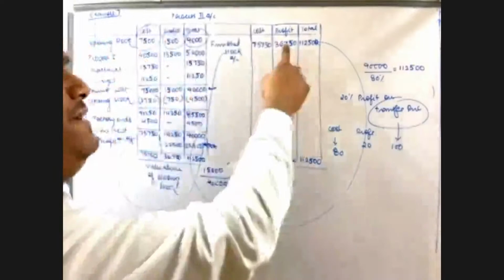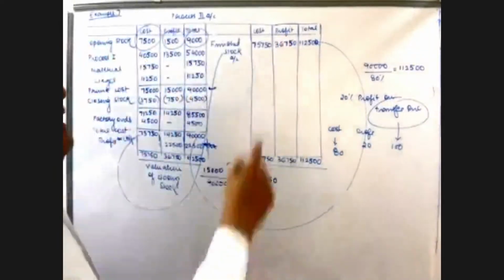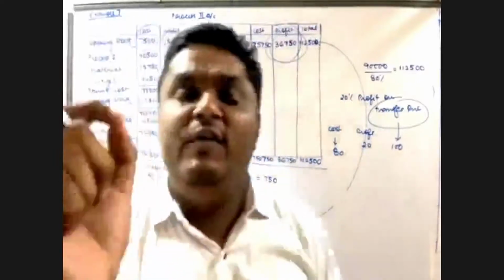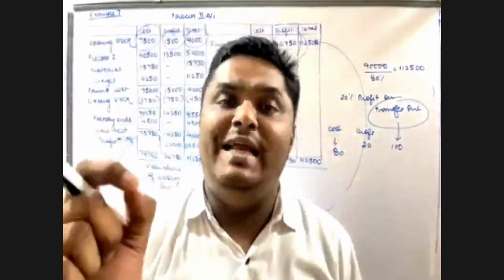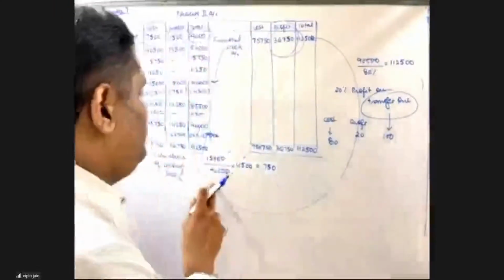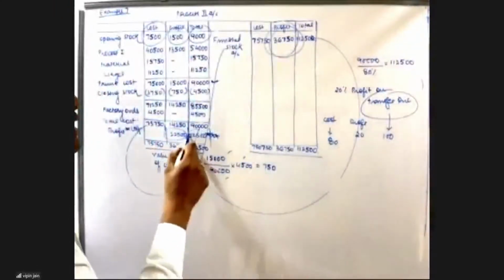Okay, 36,750 is the total profit till date. Very good, Darshan, for pointing out. 36,750 is the profit till date, that is of process first and process second. But the profit of process second is how much? 22,500.